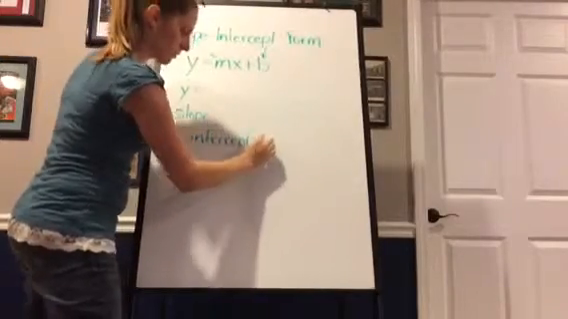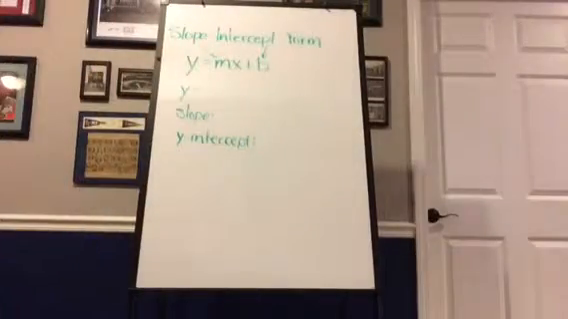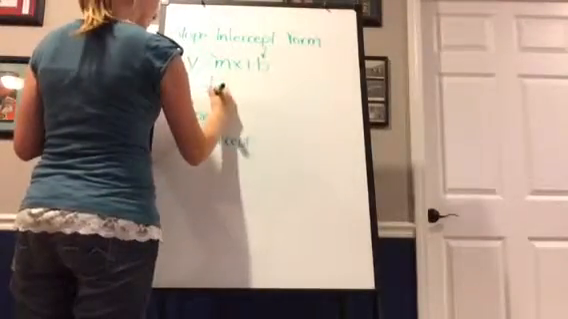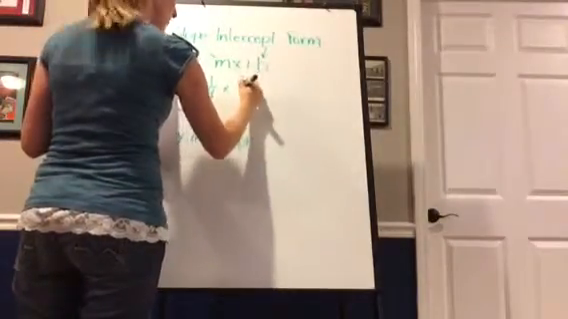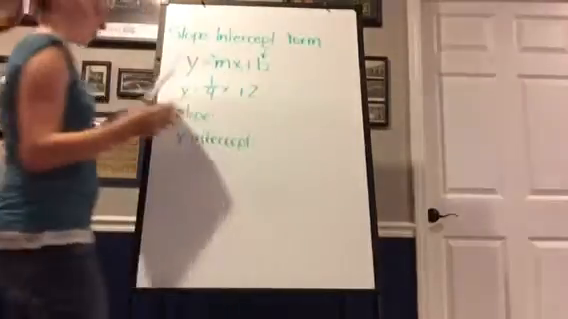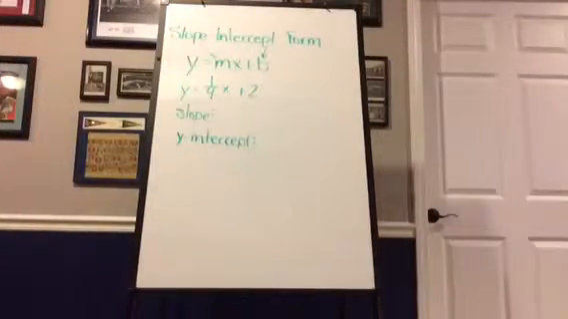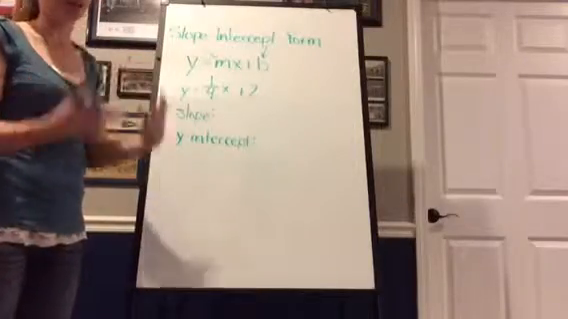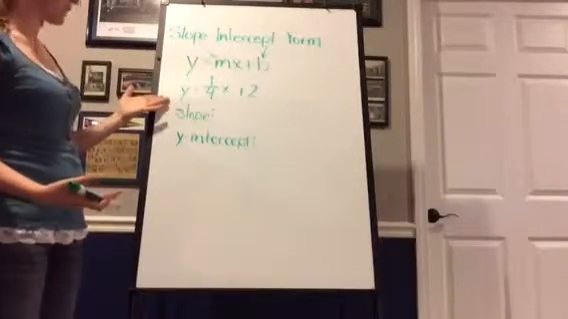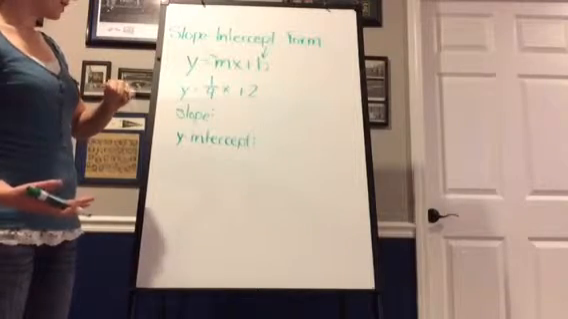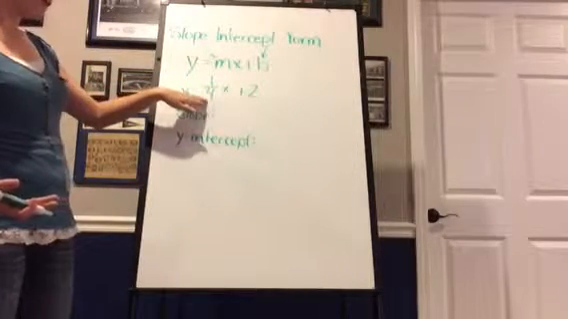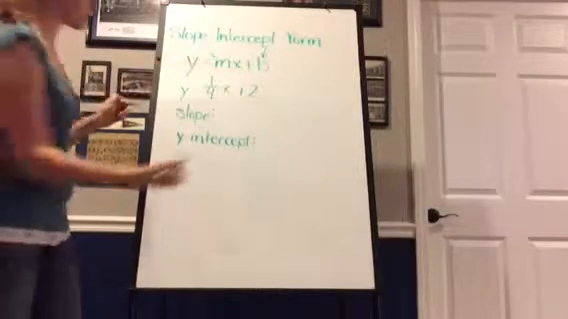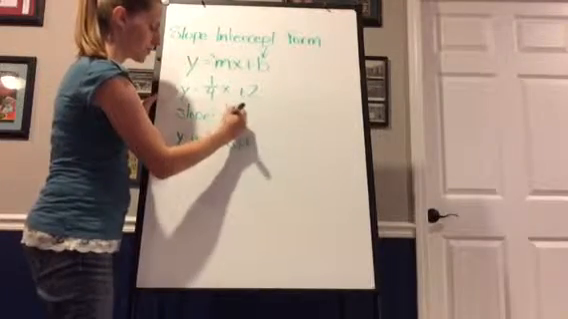For number 3, our equation is y equals 1/4 x plus 2. Y equals 1/4 x plus 2. So again, this is already solved for y, so I don't have to solve it for y. It's already there, okay? So to figure this out, we just take a look at the number in front of x. That will give us the slope, and the slope is always in front of x. So my slope is 1/4.